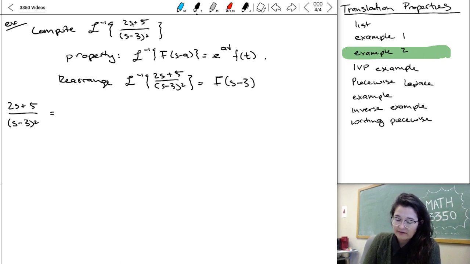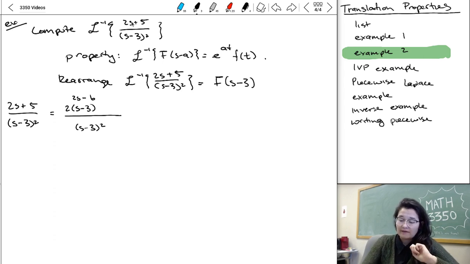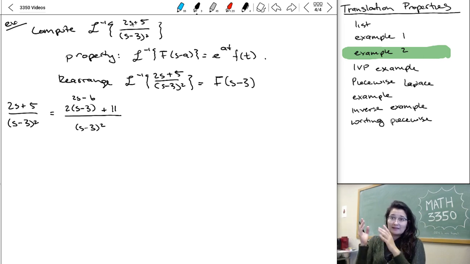And I've already got s minus 3 squared in the denominator, so that's nice. But then up top, I'm not seeing an s minus 3. So I'm going to go ahead and say, okay, it'd be perfect if it looked like this, 2 times (s minus 3), and that's the same as 2s minus 6. But instead, I had 2s plus 5. So if I have 2s minus 6, I'm going to have to add 11 to it in order to reach 2s plus 5. So minus 6 plus 11 balances out to 5, which is what I started with. So these are the same thing. I've just written it now in a more convenient way.